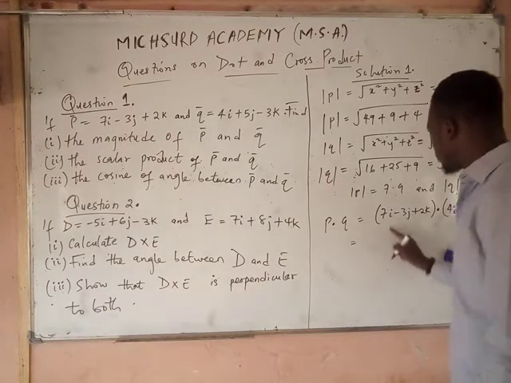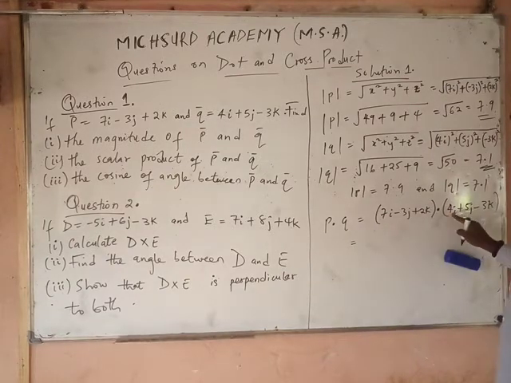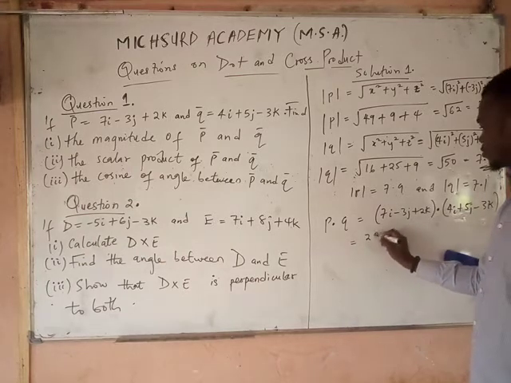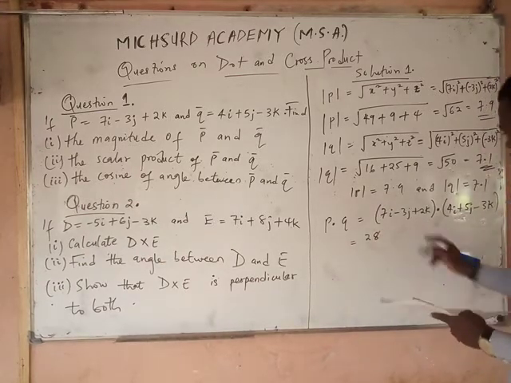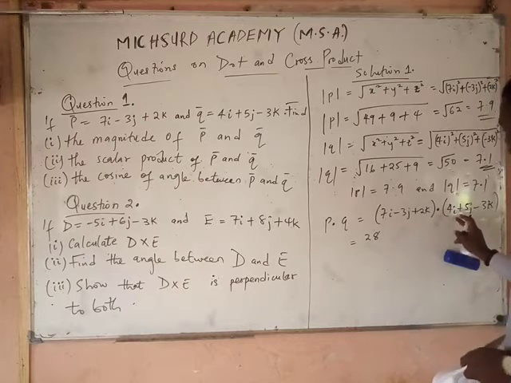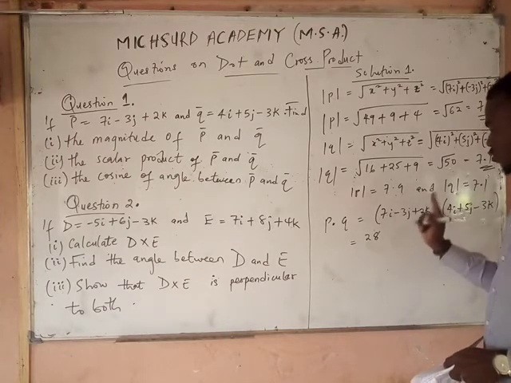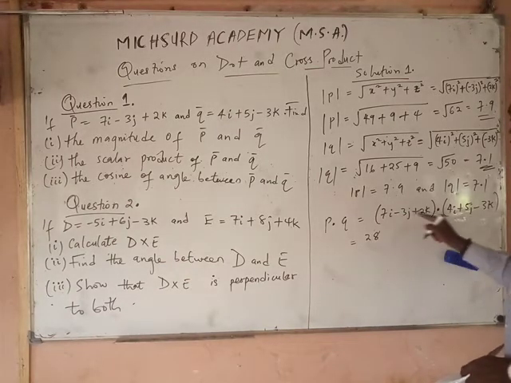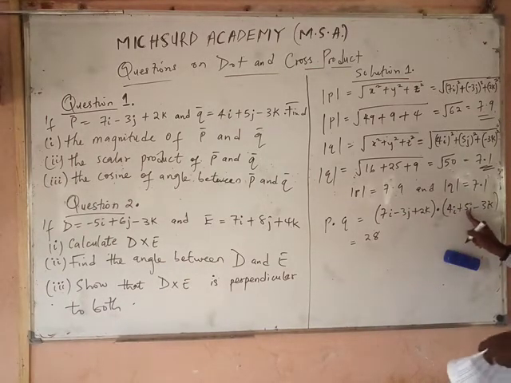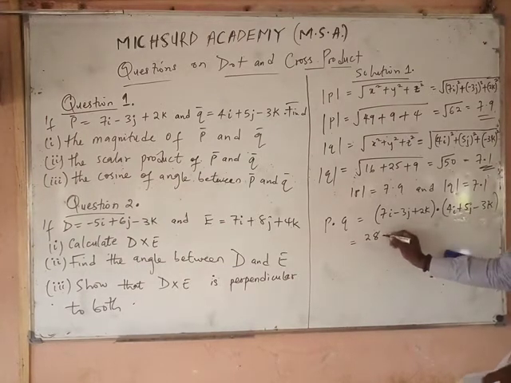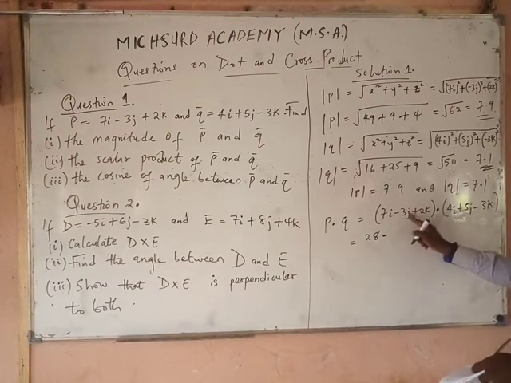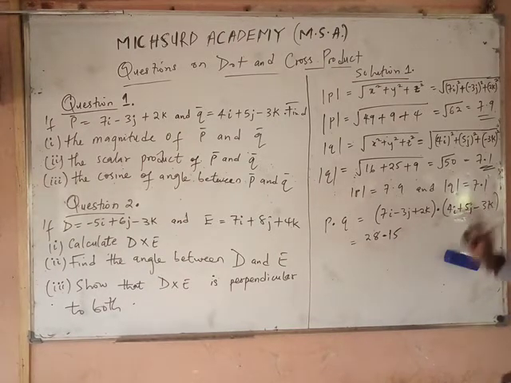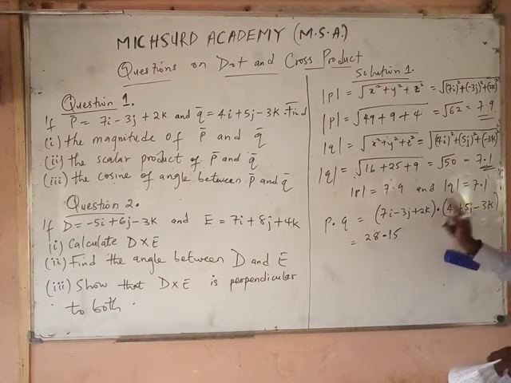Alright, so now this will be given as equal to, so we say 7i will multiply 4i. We are going to have 7 times 4 is equal to 28. Then i dot i will give us 1. So we go to the next one, minus 3j times 5j. We have minus, then 3 times 5 will be 15. Then j dot j is 1, so we don't have j there again.